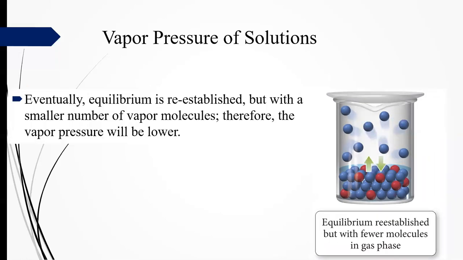So over time, our vapor pressure is going to be lower for that of solutions than it was for that of the individual solvent, because of these solute particles and the fact that the solute particles never escape. And so when they are on the surface, then there are fewer opportunities for the solvent molecules to escape.